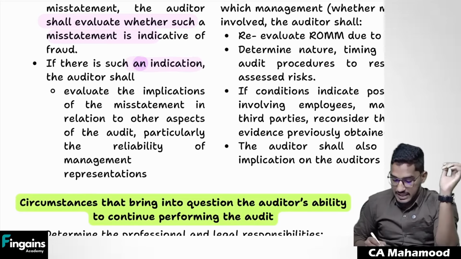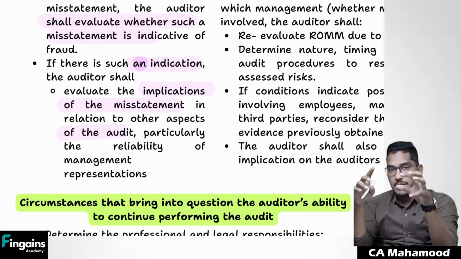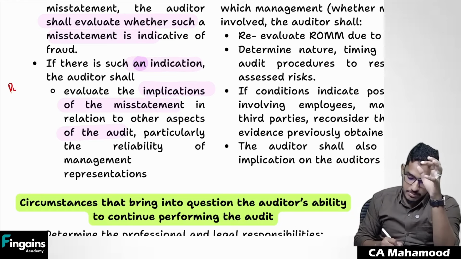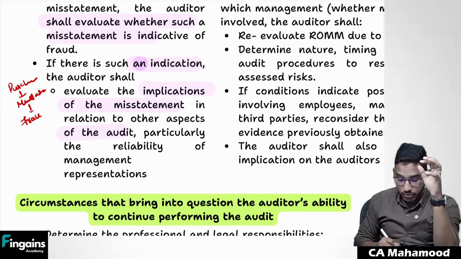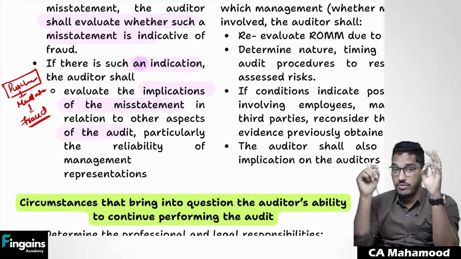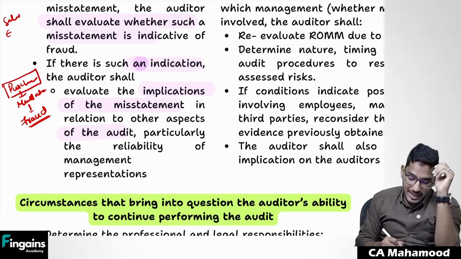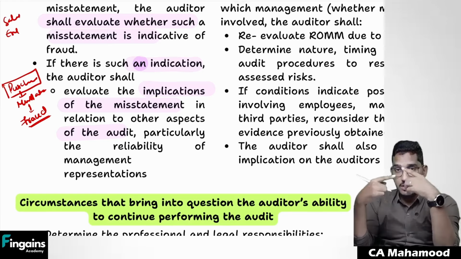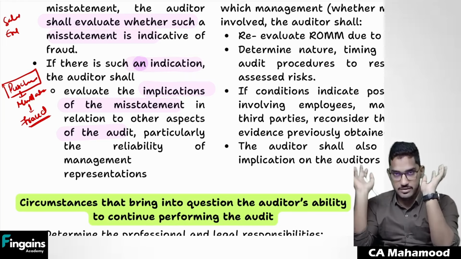Now what you should do is evaluate the implications of the misstatement on other aspects of the audit. So you found a misstatement, for example, while verifying purchases. In the purchases, you came to know that there is a misstatement, and that misstatement is not an error, it is a fraud. Now you have to evaluate: if there is fraud in the purchases area, why can't there be fraud in the sales? Why can't there be fraud in expenses? Reevaluate. Go deeper in other areas also and find out if there is fraud in other areas.